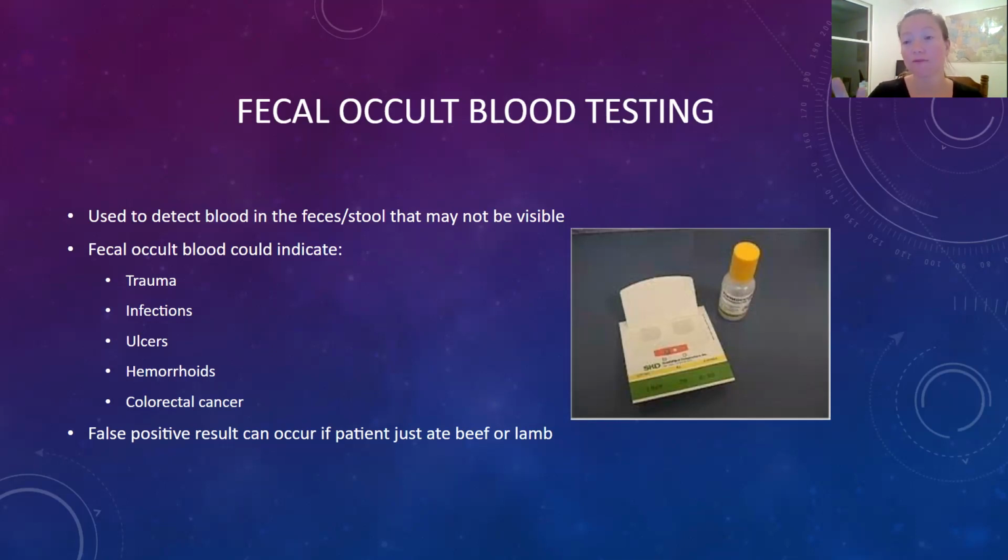Because of the possibility of false positives and false negatives with this test, the physician is going to often order fecal occult blood times 3. And that requires 3 different samples from 3 different specimens.